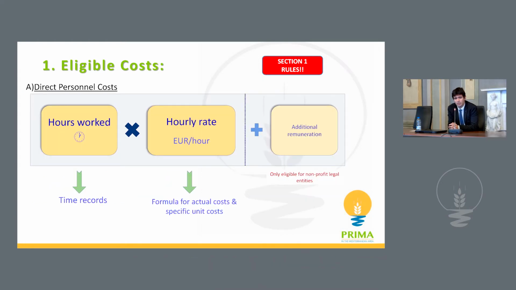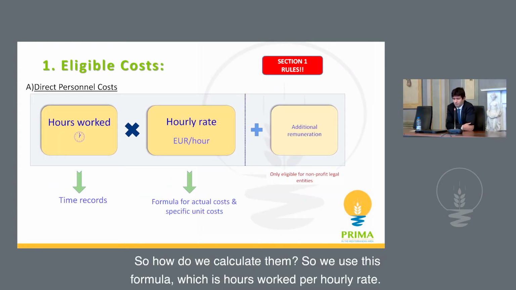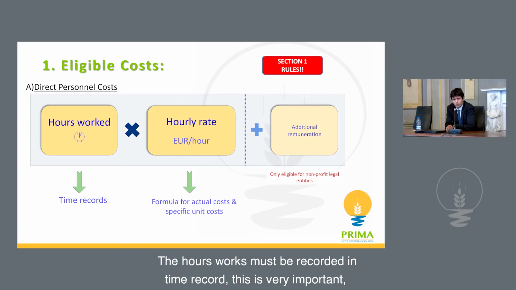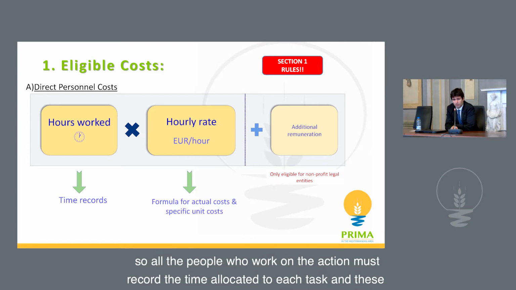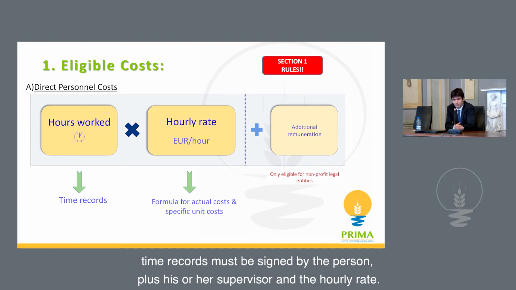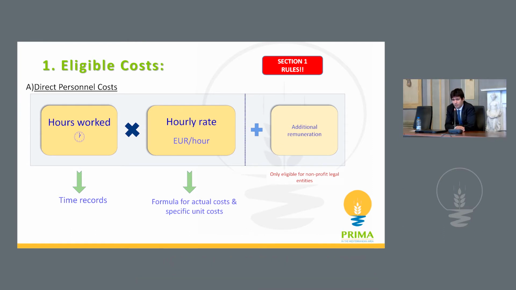Next, please. So how do we calculate them? We use this formula, which is hours worked times hourly rate, okay? The hours worked must be recorded in time records. This is very important. So all the people who work on the action must record the time allocated to each task, and these time records must be signed by the person plus his or her supervisor, and the hourly rate, okay?